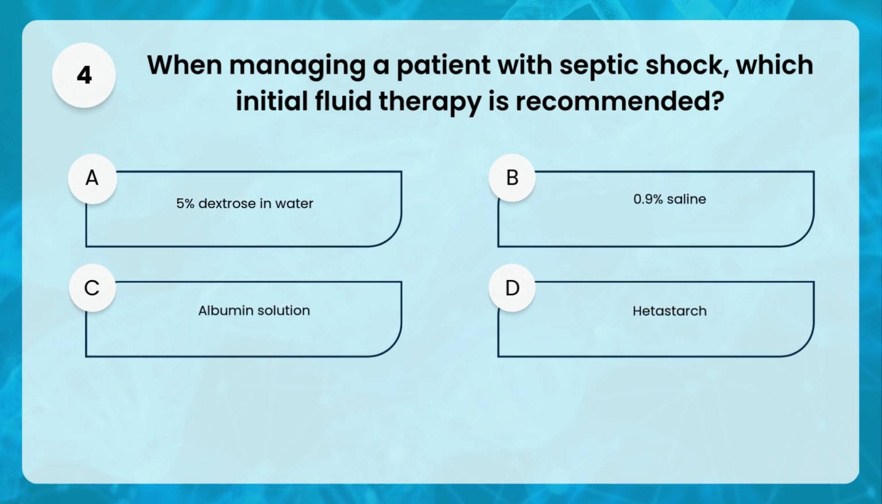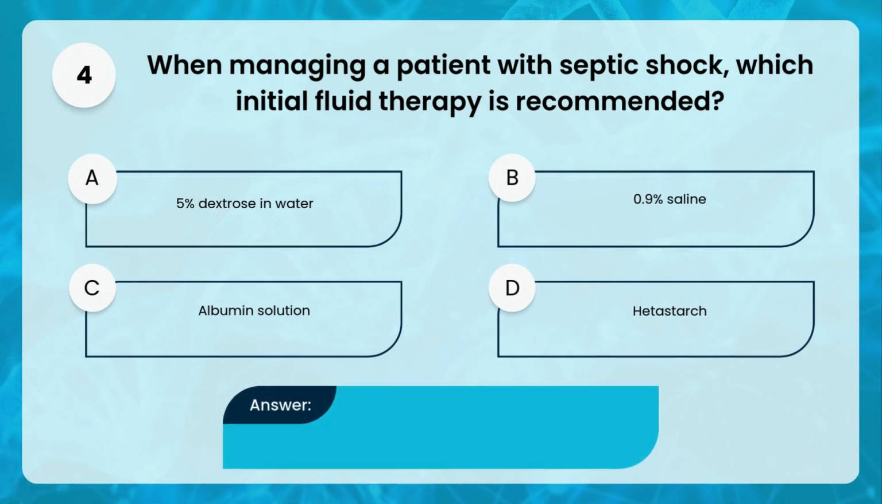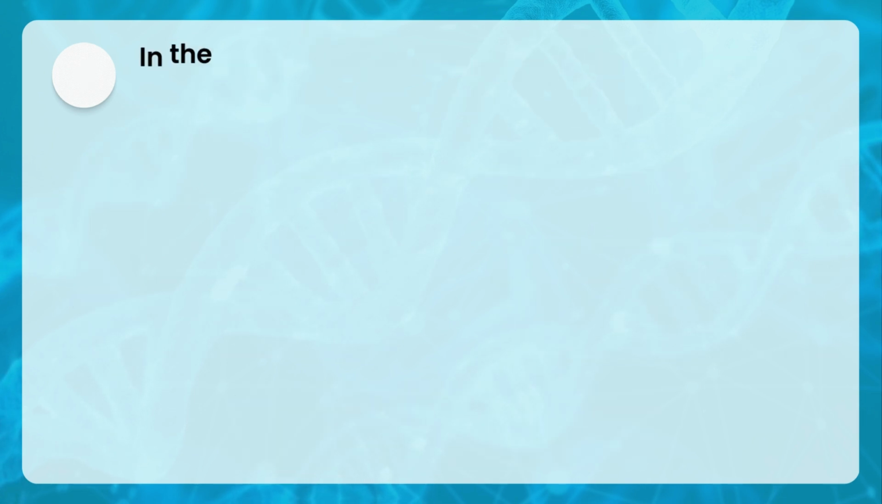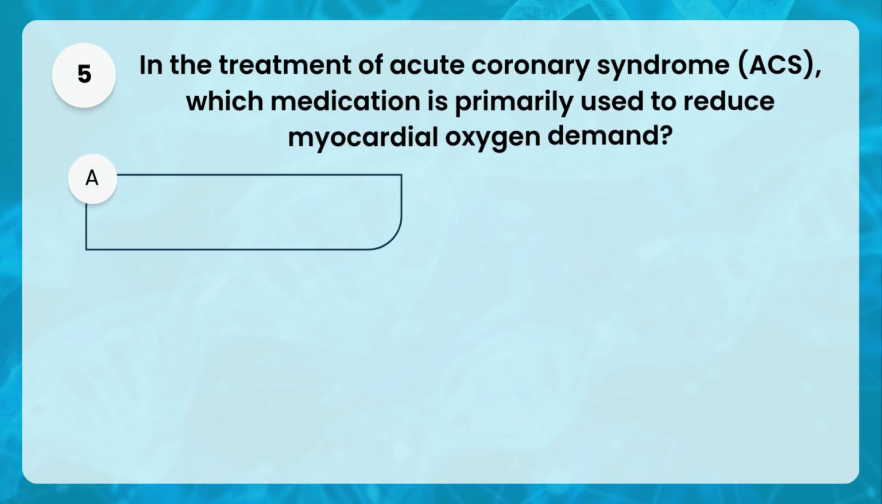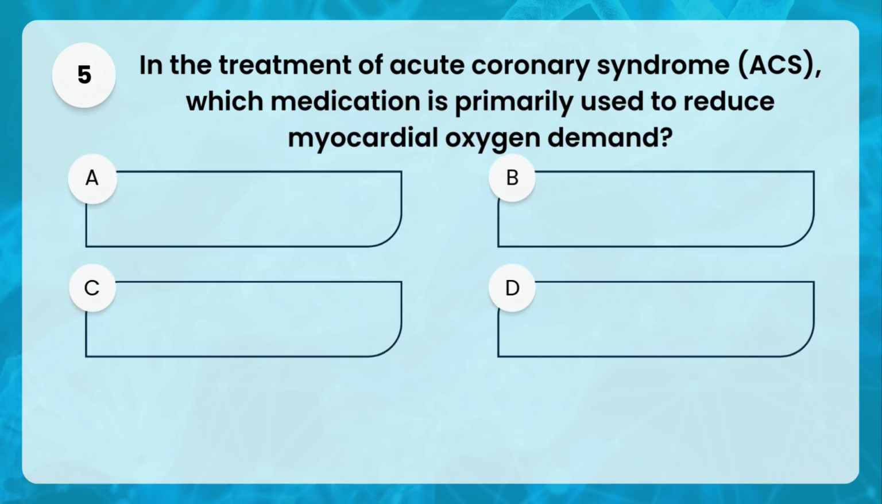Number 4. When managing a patient with septic shock, which initial fluid therapy is recommended? A. 5% dextrose in water. B. 0.9% saline. C. Albumin solution. Or D. Hetastarch. The answer is B. 0.9% saline.